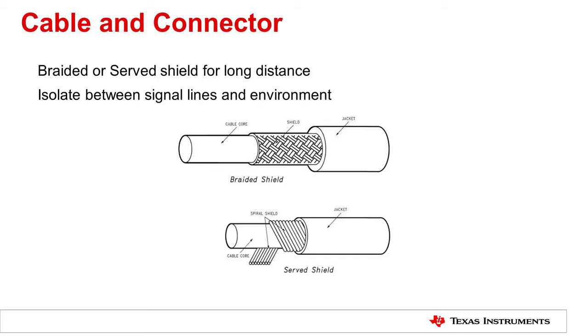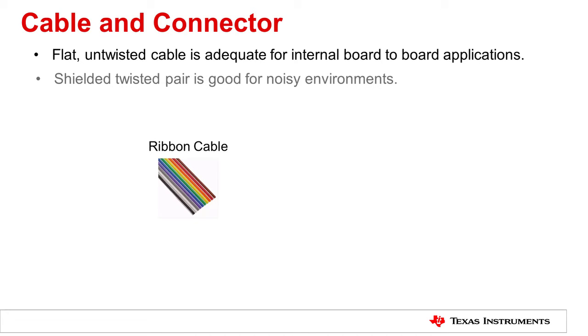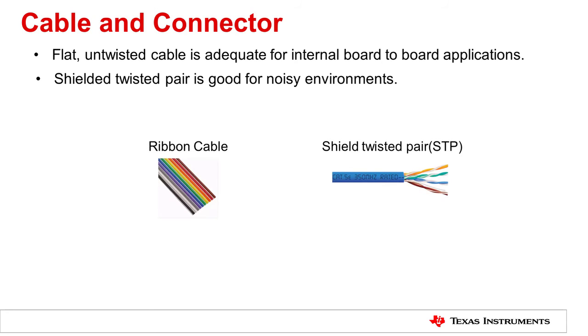The round or flat cable question is usually determined by the environment. For internal board-to-board application with low noise, a flat, untwisted cable is usually adequate, in which case it could be ribbon cables. However, in noisy environments, shielding is often required, and industrial standards call for shielded twisted pair, or STP, cable. Cat5 or Cat5e is one of the commonly used twisted pair cables that's rated for over 100 MHz frequency.